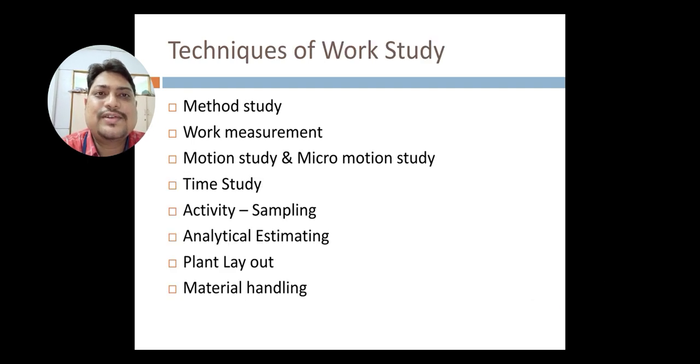Now, first of all, various techniques of work study. Work study we need to carry out by using all such techniques. The first technique, that is method study, work measurement, motion study and micro motion study, then time study, then activity sampling, then analytical estimating, then plant layout, material handling. First of all, one by one, I would like to give you some brief about these techniques, then we will go further.